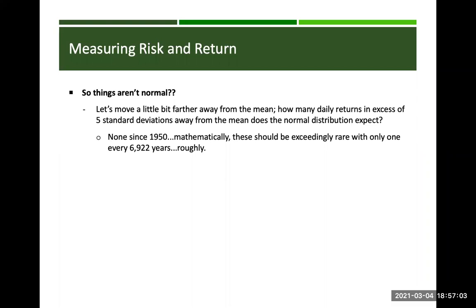So let's look at what happens if we look really far in the tail, things that really shouldn't happen. So things that are 5 standard deviations away from the mean. These should really not happen very frequently, and so there should not have been any since 1950. If we do the math to figure out, according to the normal distribution, how frequently they should occur, they should only occur about once every roughly 7,000 years.